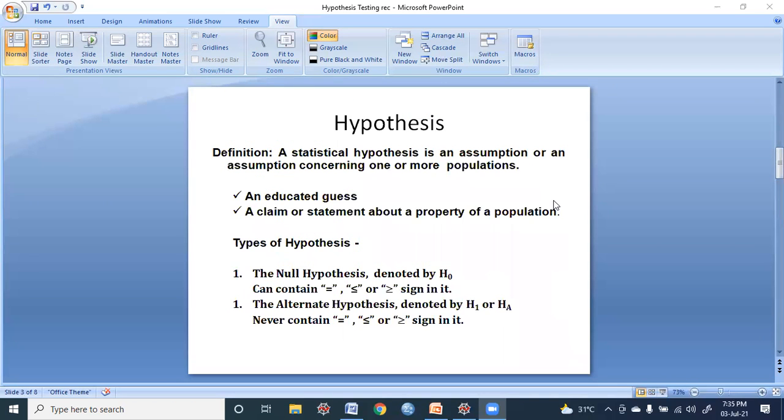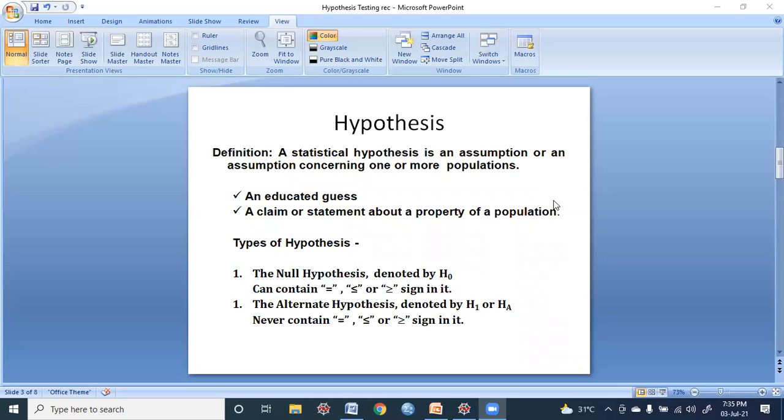So what is a hypothesis? A statistical hypothesis essentially is an assumption concerning one or more populations. Otherwise, you can also call it an educated guess. Otherwise, we can say a hypothesis is a claim or statement about a property of a population.